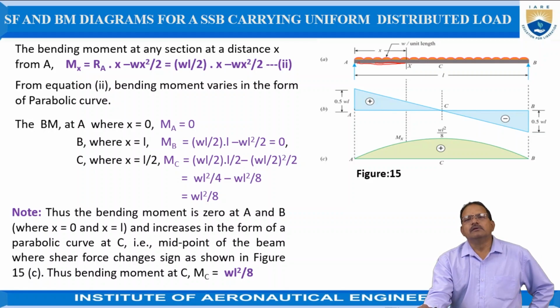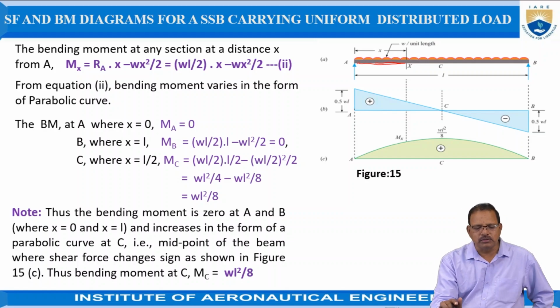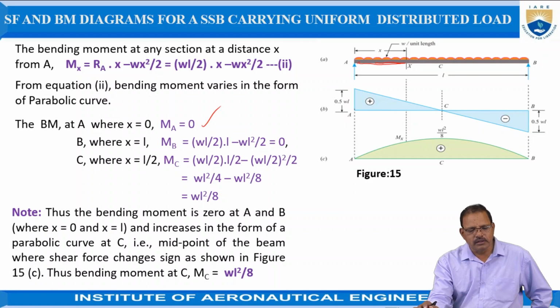From this equation, it is evident that the bending moment is proportional to the square of the distance. Hence, the path followed by the curve is treated as parabolic. Now, the bending moment at x equal to 0: on substituting x equal to 0, we get MA is equal to 0 from equation number 2.